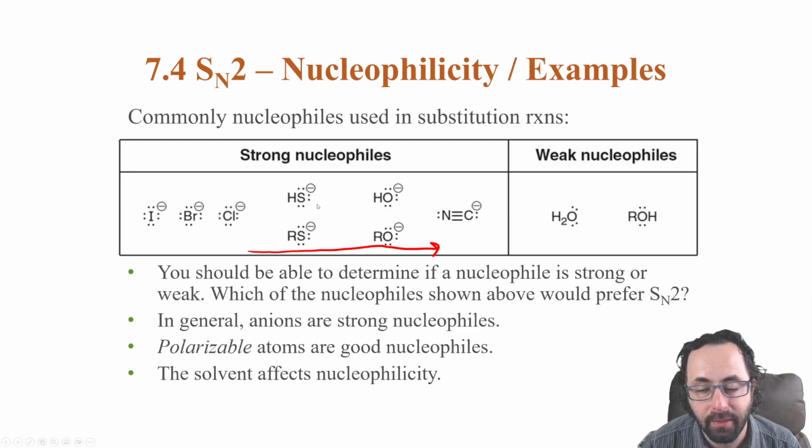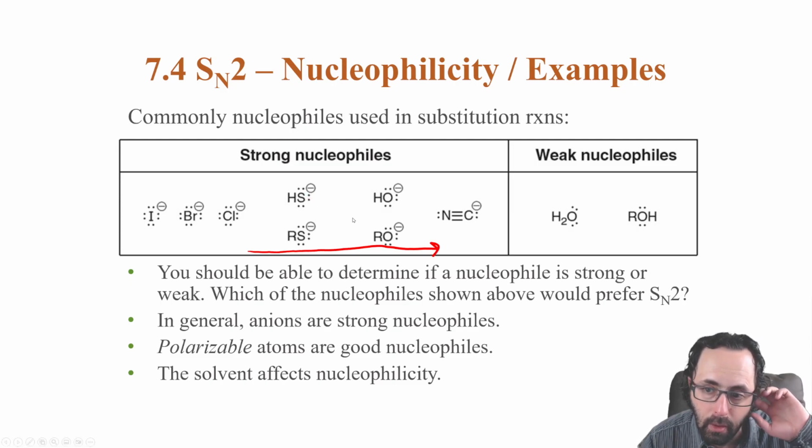Now, remember not to confuse this with the stabilization of the negative charge, right? A large atom also stabilizes the negative charge very well. But in terms of actually creating a bond to something that is not a proton, to another carbon atom, they are able to do that a little better because their electrons are a little further away from the nucleus.